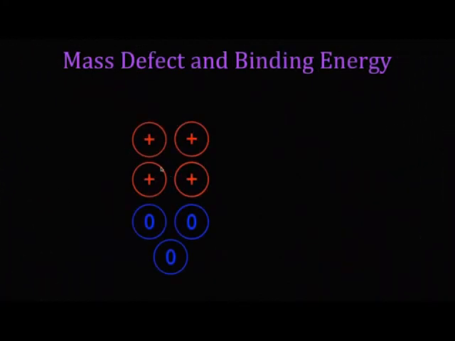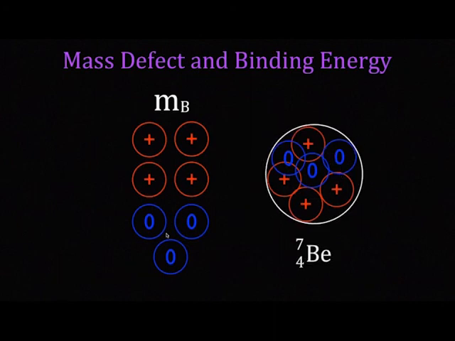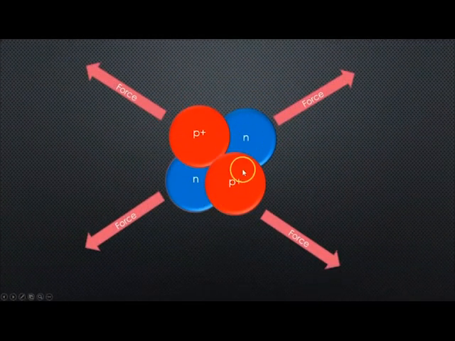In this case, we have 4 protons and 3 neutrons, and adding the individual masses, we get the mass of the constituent nucleons, Mb. If we put them in a nucleus, we will have beryllium because of its atomic number 4. The mass of the nucleus is denoted by Ma, where the mass of the constituent nucleons is greater than the mass of the nucleus. The difference between the two masses is the mass defect, which we can convert into binding energy. Let us look at another example.